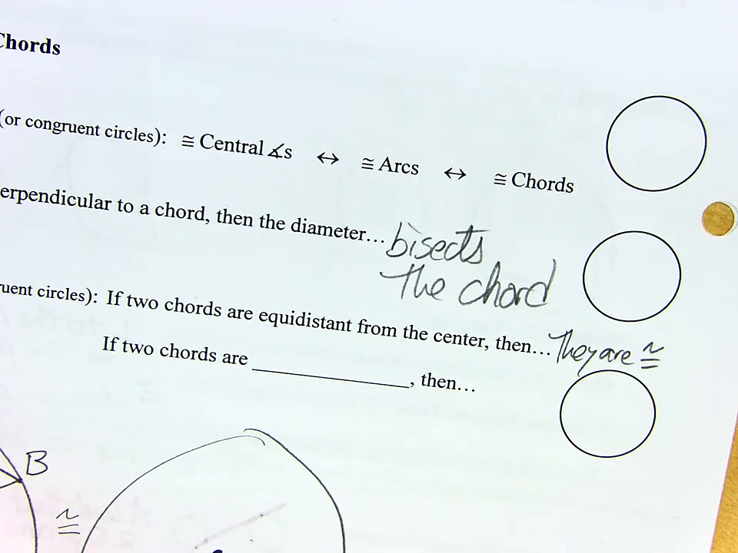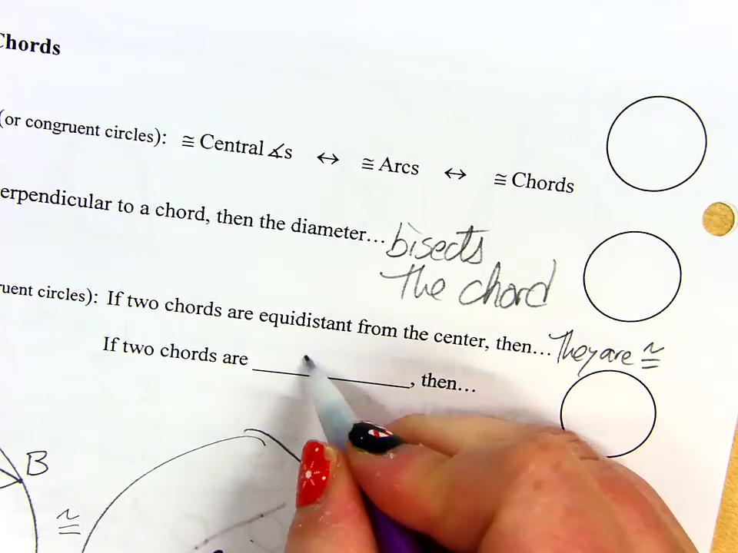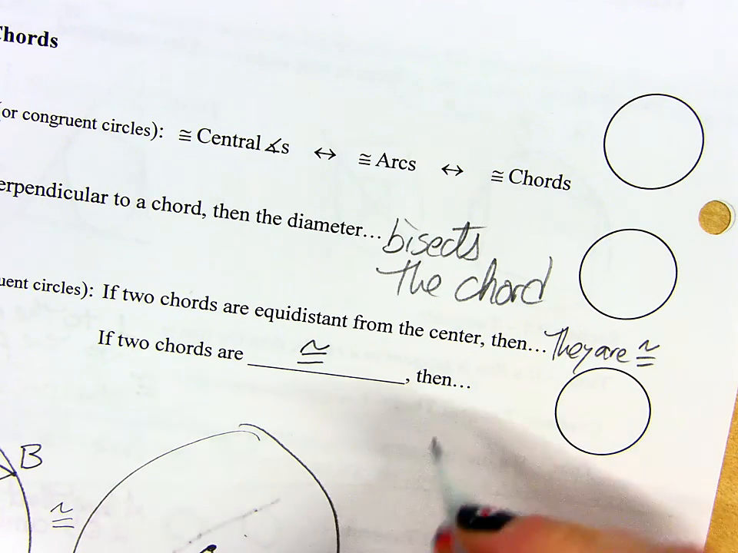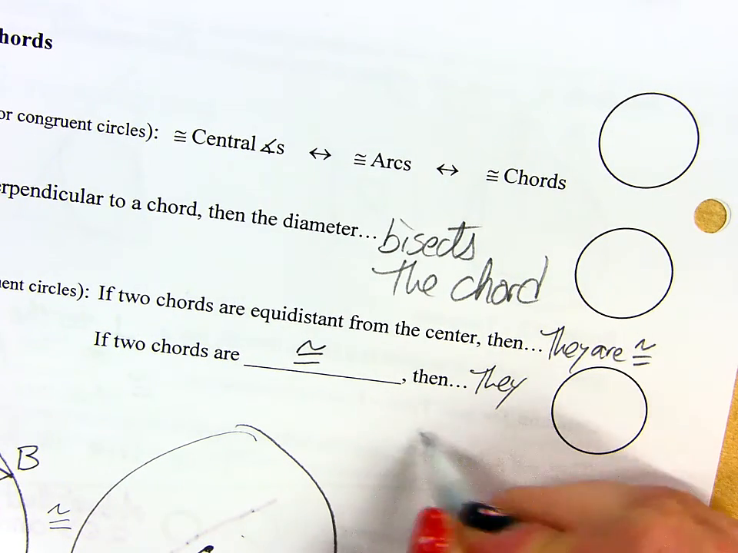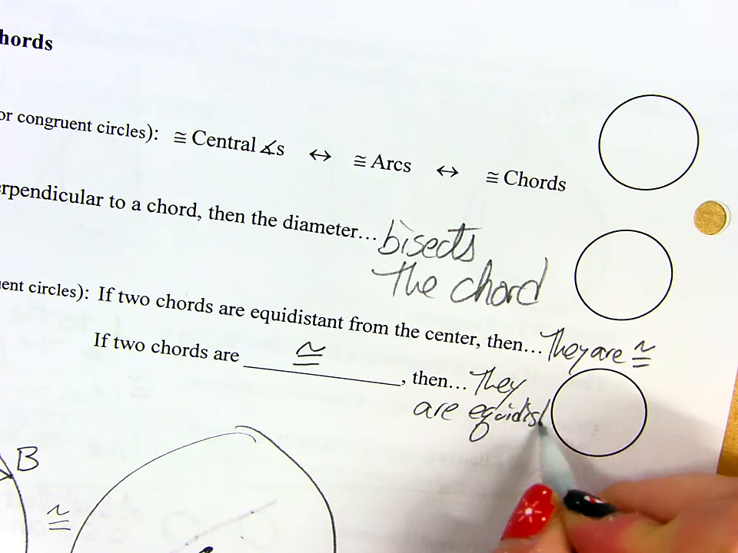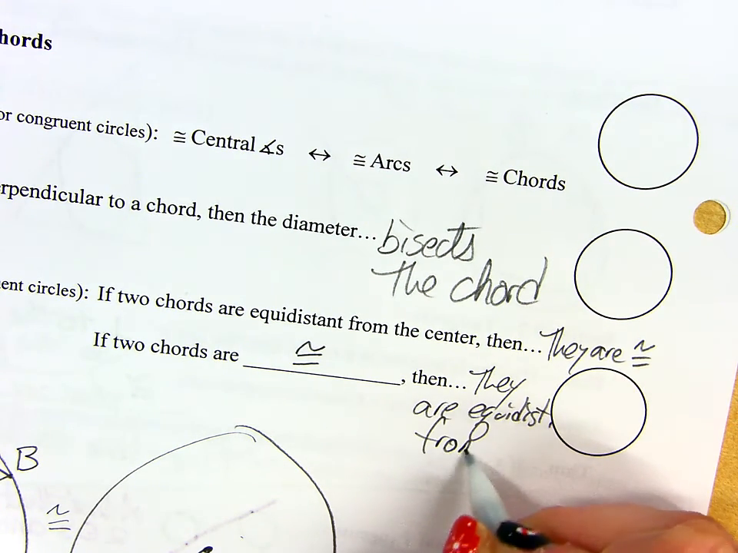And then the last thing, if two chords are congruent, guess what? They must be equidistant from the center.